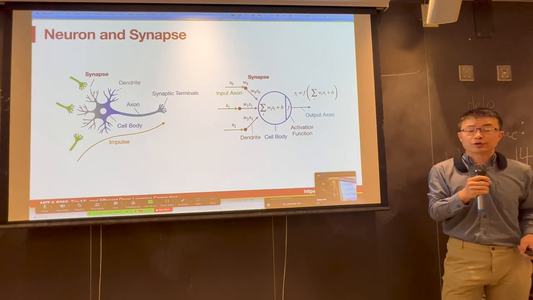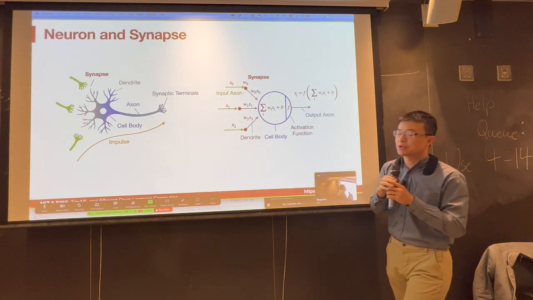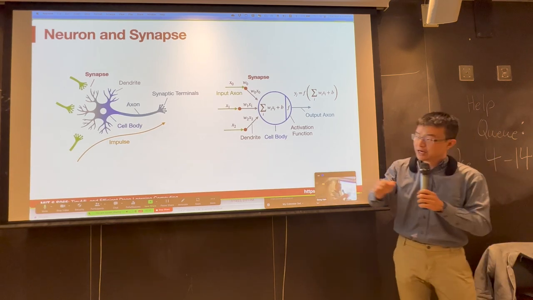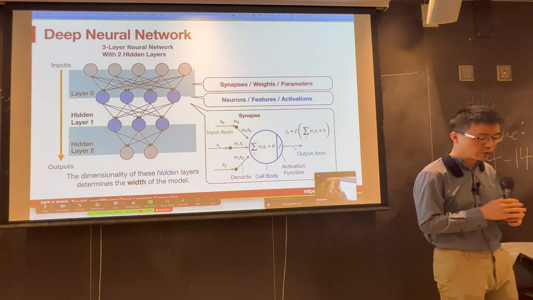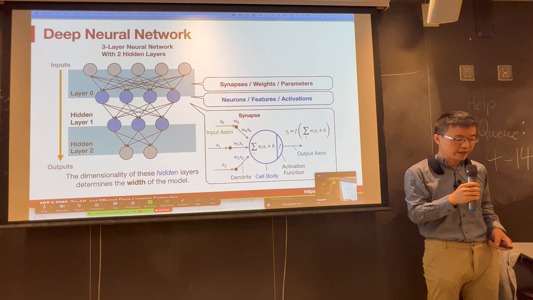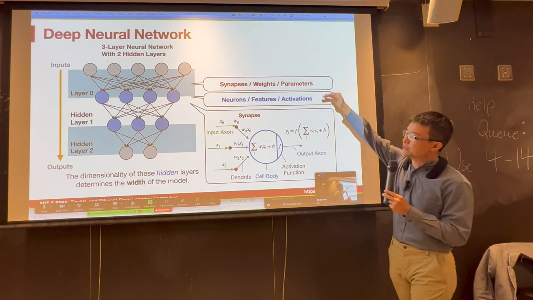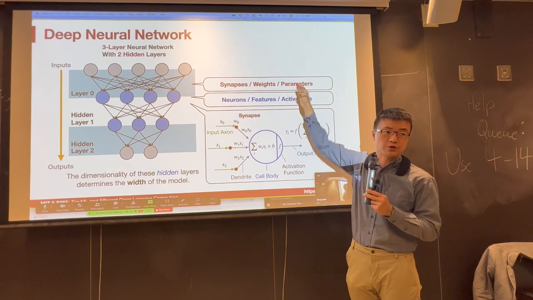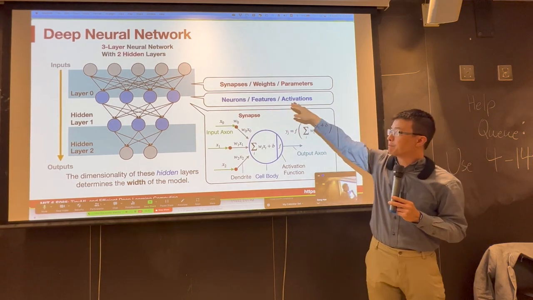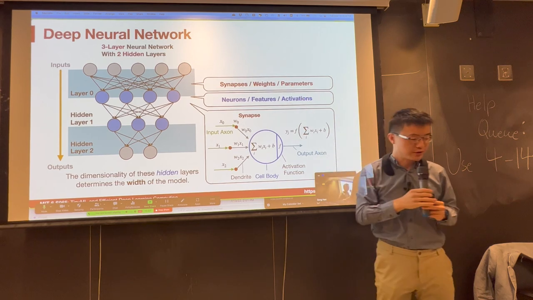So first, last lecture, we briefly discussed neurons and synapses. A synapse has many input axons, and we multiply the weights of the input axons and combine them together. We have an activation function. If the accumulated value is greater than a threshold, then we are going to output a signal at the output axon. This is an example of a three-layer neural network with two hidden layers. The terminologies: synapses, weights, parameters mean those trained weights. And neurons, features, activations, we use these terms to mean the same thing. Basically, neurons, features, activations mean the same thing, and synapses, weights, and parameters are the same thing.